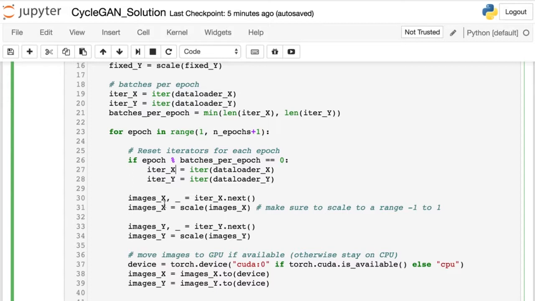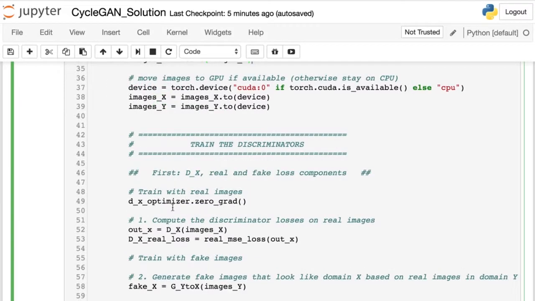Okay, then I can use my iterators to get my real x images and real y images. And I'm scaling those as well to make sure they're in the pixel range -1 to 1. Okay, great. So all of this was given to you in the exercise code. Then I'm starting training with my discriminators. I'll go over one example in detail here, dx, and this code should look familiar.